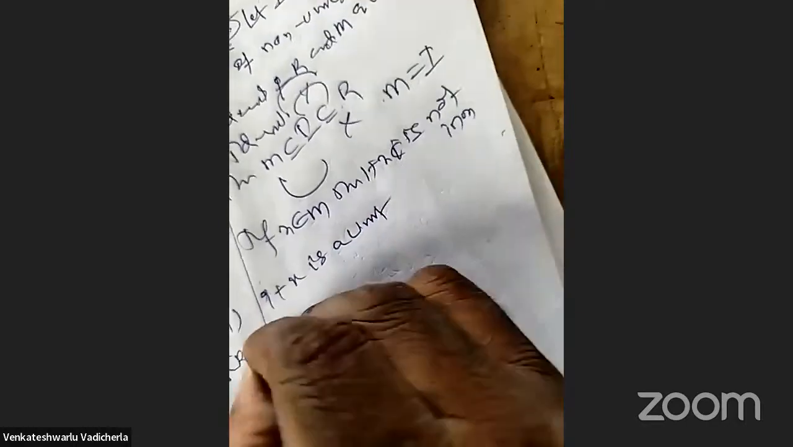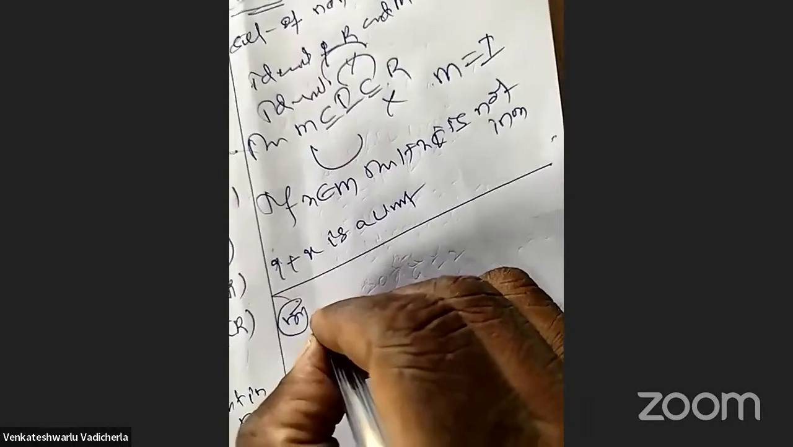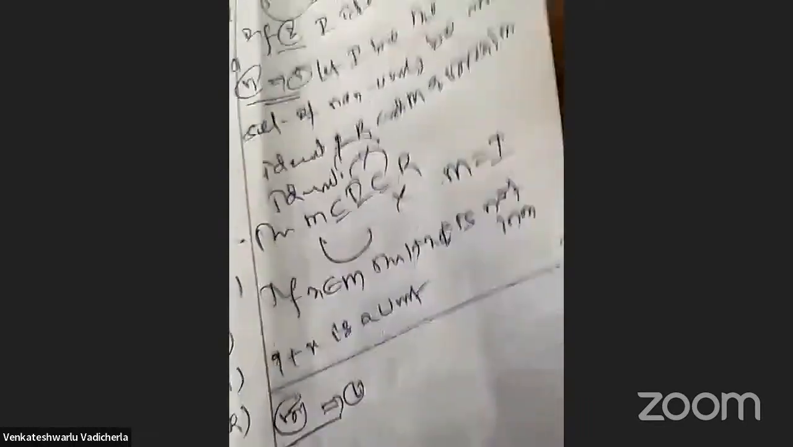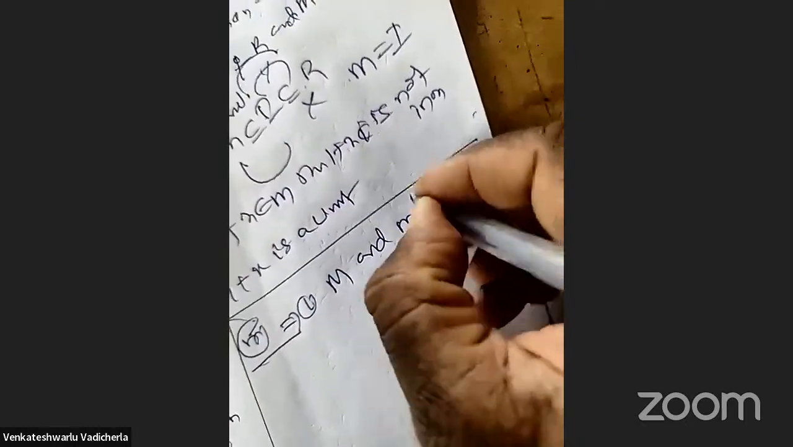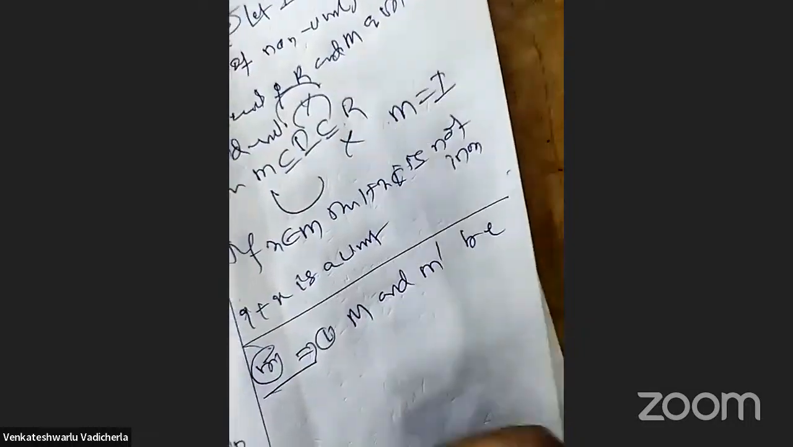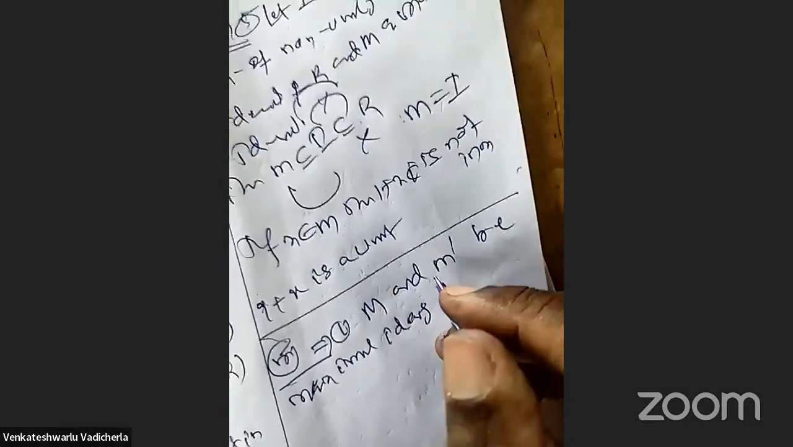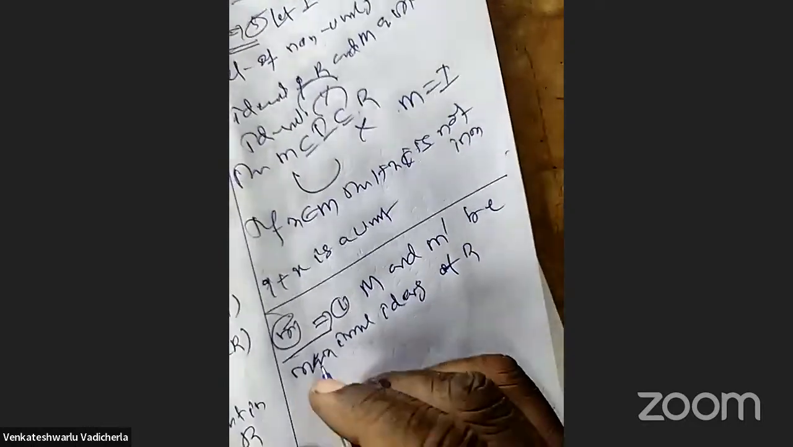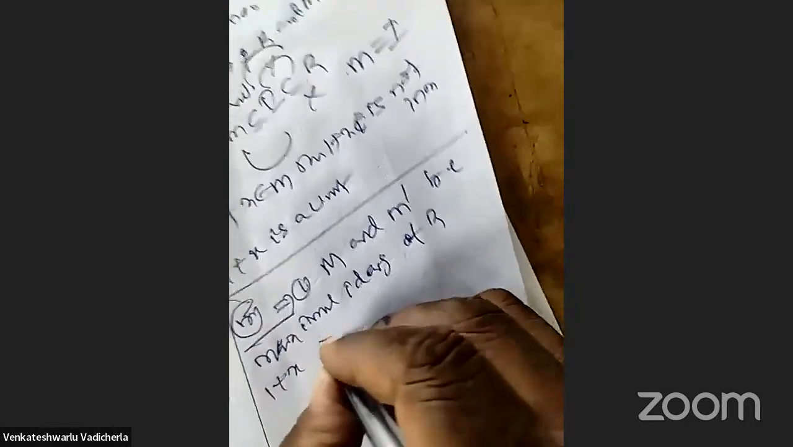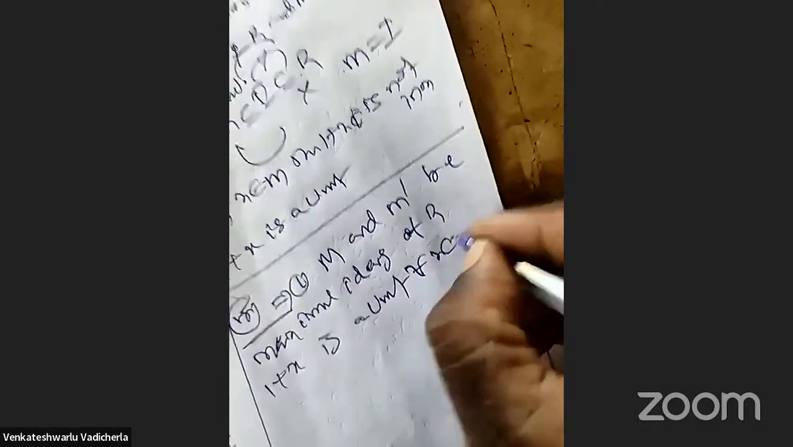1 plus x is a unit. So next, 5 implies 4 implies 5, and 5 implies 1. Let M and M dash be maximal ideals of R. And 1 plus x is a unit, so it is a unit for all x belonging to M.